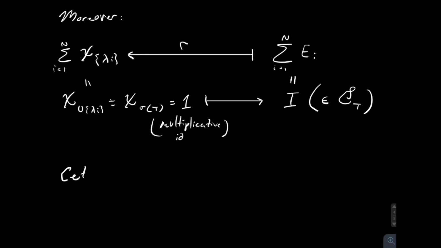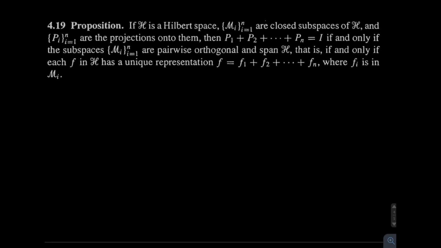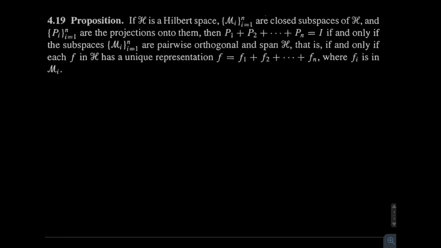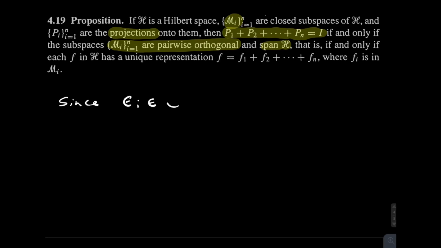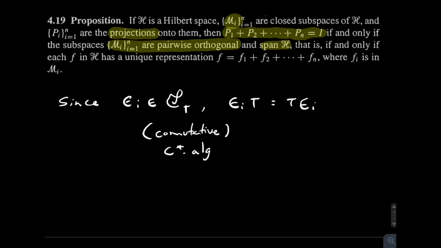This equality will become useful in a second, but first let's define M sub i to be the range of the projection E sub i. Then, because of proposition 4.19, we have that these M sub i's are pairwise orthogonal and they span H in the sense outlined in this very proposition. Now, since E sub i is in C sub T, the C-star algebra generated by T, and this C-star algebra is actually commutative, E_i T is T times E_i.